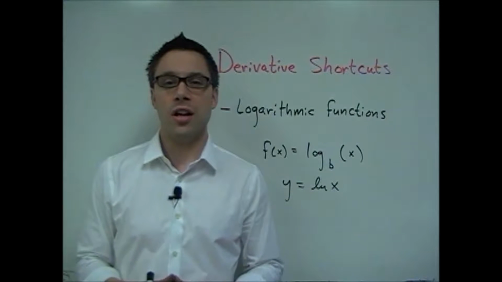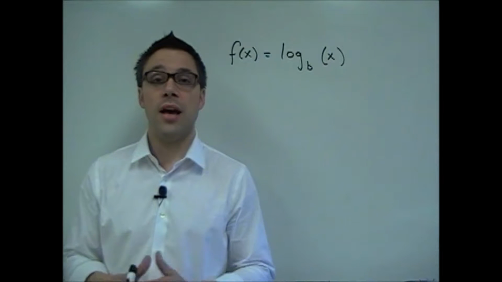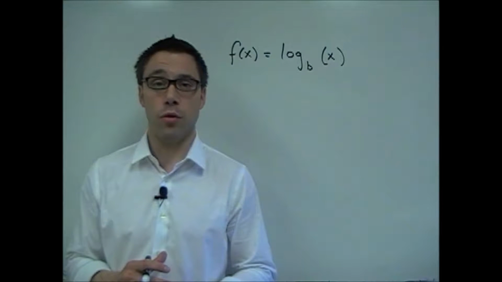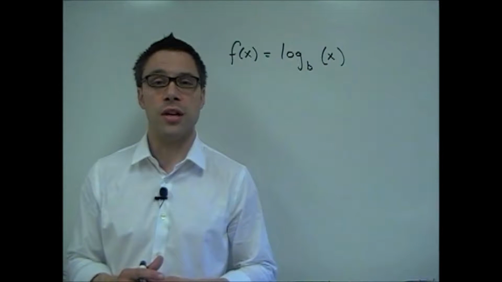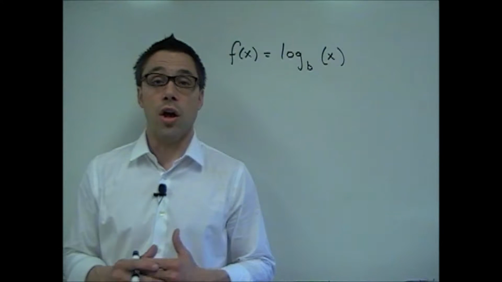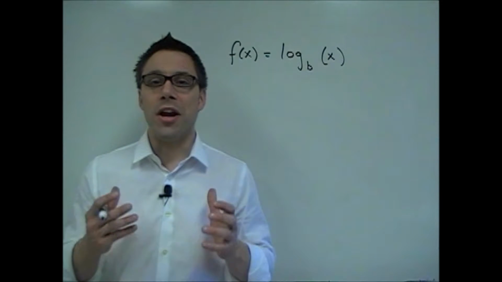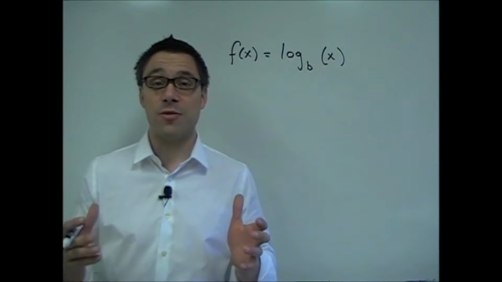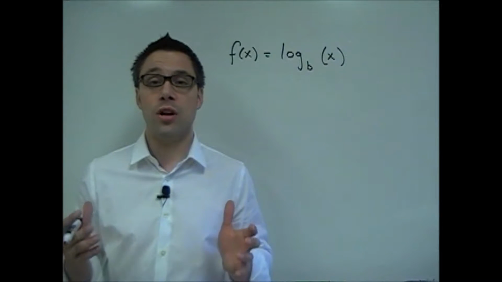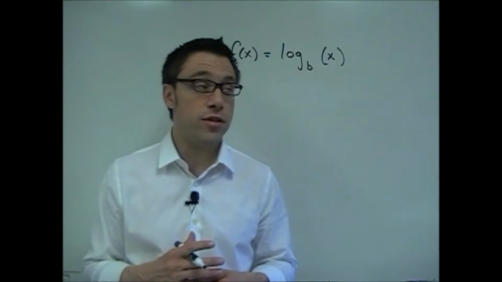In this video, we'll study the derivative shortcut rules for logarithmic functions. In order to come up with the shortcut rule for differentiating logarithmic functions, let's start with the most general logarithmic function, that is logarithm base b. And I'm going to use what I know about the derivative of exponential functions to come up with the derivative of these functions, the shortcut rule. So let's go ahead and do that.